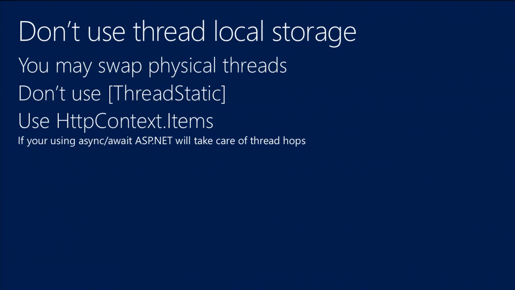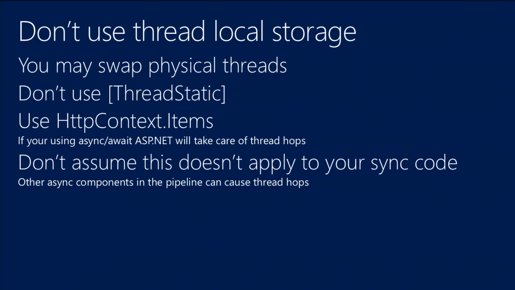The safe place to put stuff, because ASP.NET will take care of all the intrinsics for you, is to put it in HttpContext.Items. Now you probably think, well, that's good, so I'll remember that for my asynchronous code, and my synchronous code I'll still use thread static for. Don't. If you have any asynchronous code anywhere in the pipeline, it can swap physical threads on you. So even though your code is synchronous, don't assume that it's all going to execute on the same physical thread.